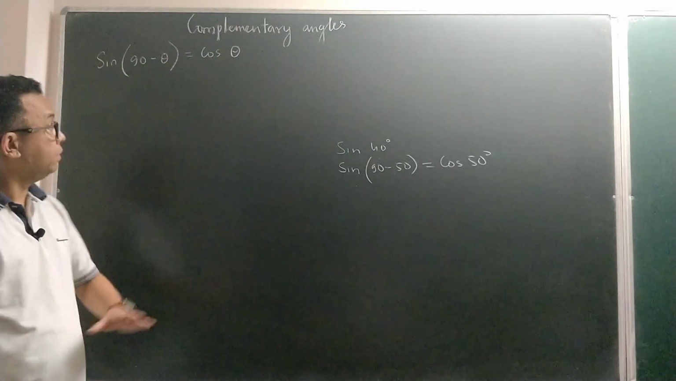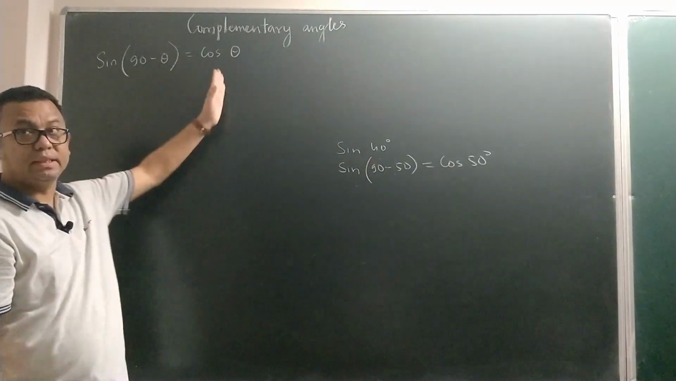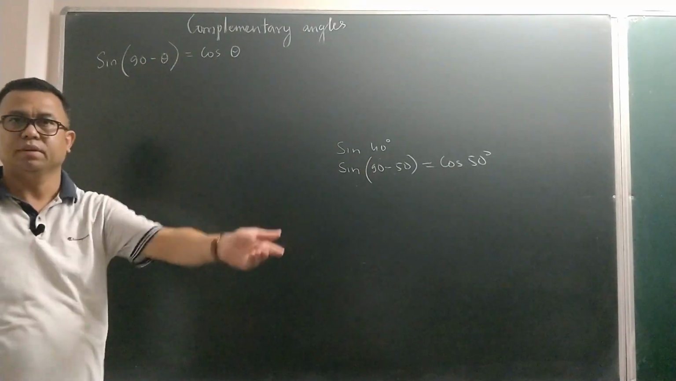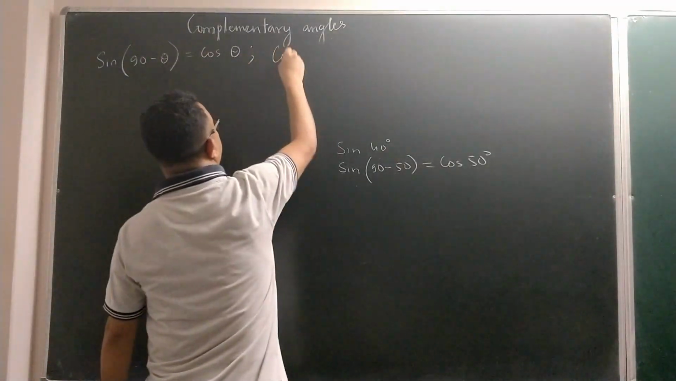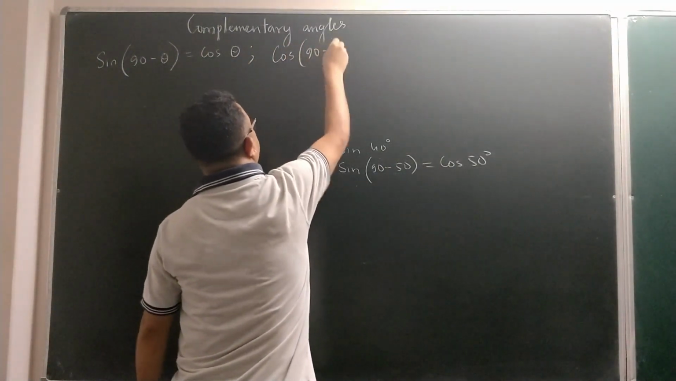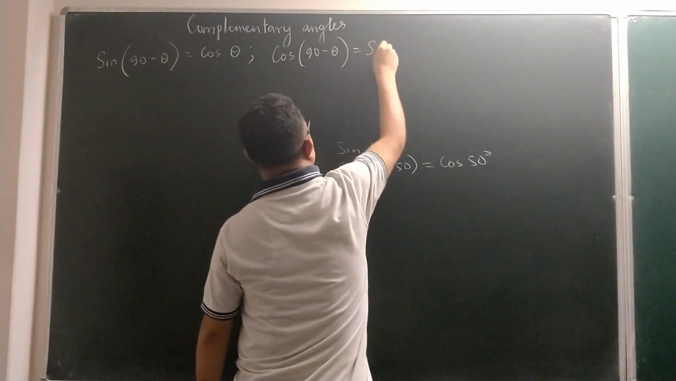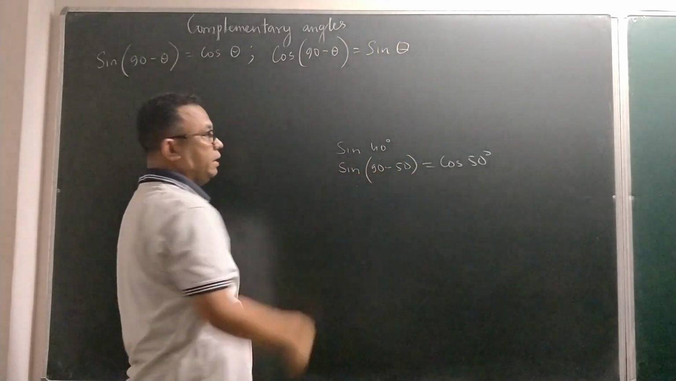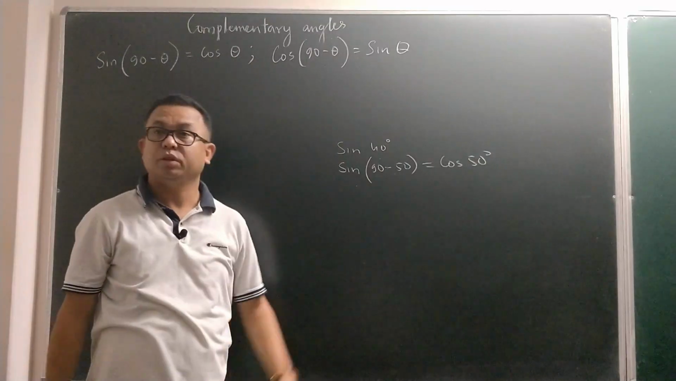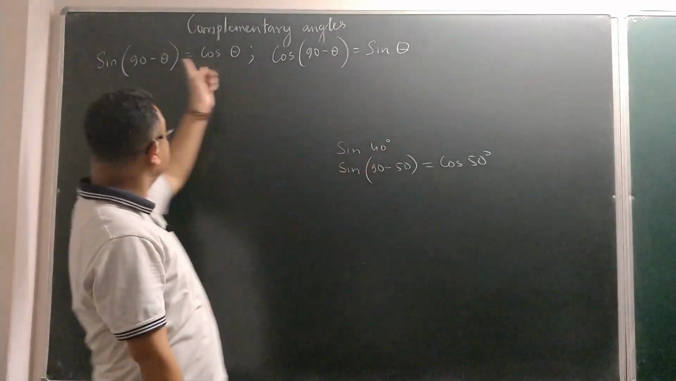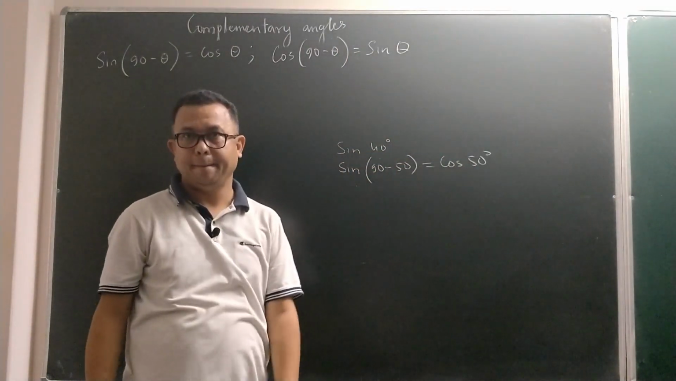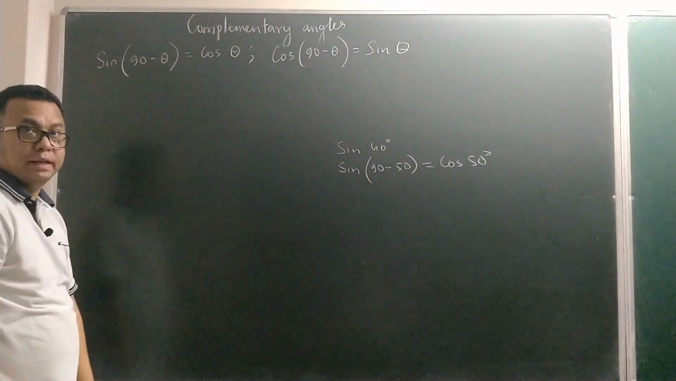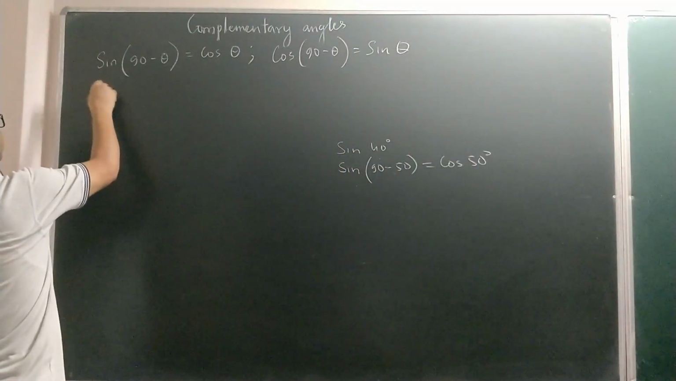Okay, continuing with this one. Sine 90 minus theta can be written as cos theta. The reverse is also true. What I did with sine, I can also do the same thing for cos. Cos 90 minus theta is equal to sine theta. So sine can be changed to cos, and cos can be changed into sine.